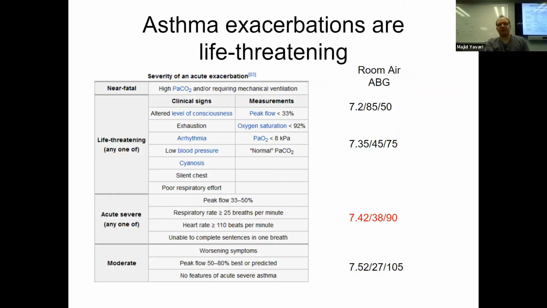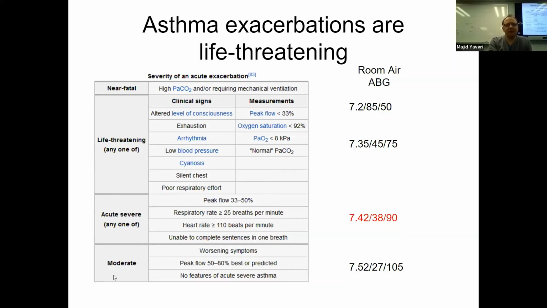Asthma exacerbations are life-threatening. So you will see people admitted to the ICU during your residency with asthma exacerbation. And you'll also see patients in your clinic or in the ER with different levels of exacerbation. So it's important to keep in mind the clinical signs, and then, if patients are admitted, the measurements that are associated with asthma exacerbation and what to do.